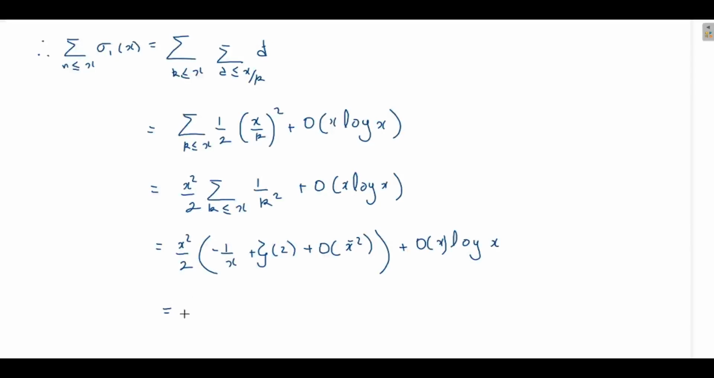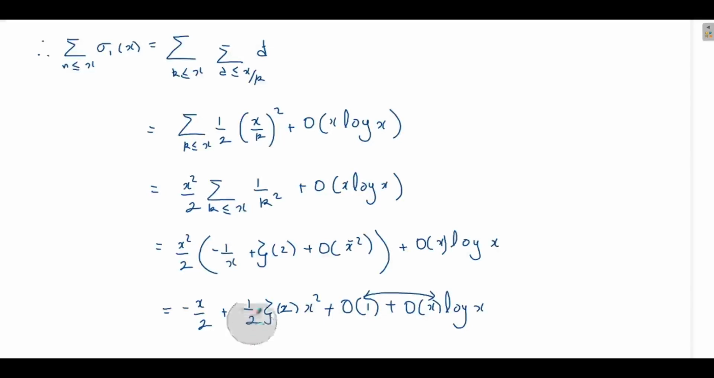Okay, let's multiply this in to get x by 2 plus half of zeta of 2 times x square plus, here you can see this is big O of x raised to minus 2. You're multiplying that to x square by 2. So what you will get is big O of 1, big O of half, which is big O of 1 itself. So this is big O of 1 plus big O of x times log of x. But big O of 1 is the same as big O of x log x. So this sum when you add up will be again big O of x log x.